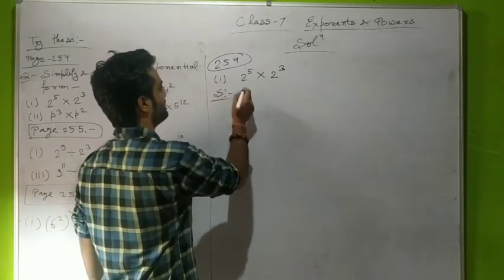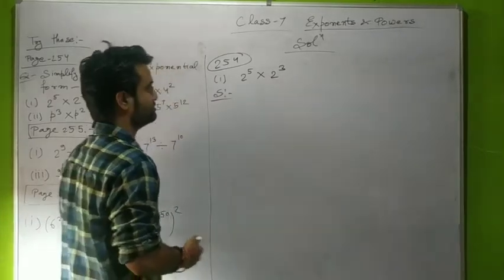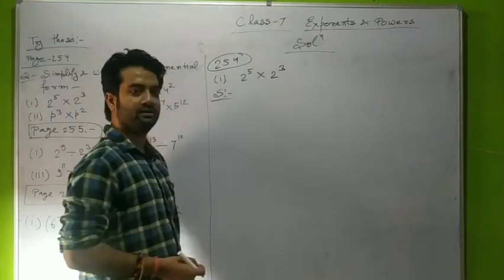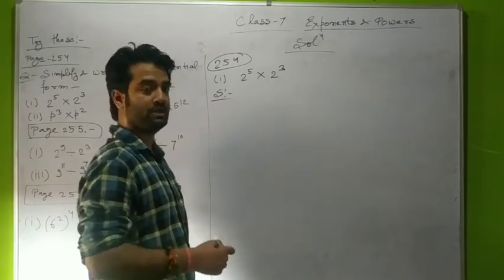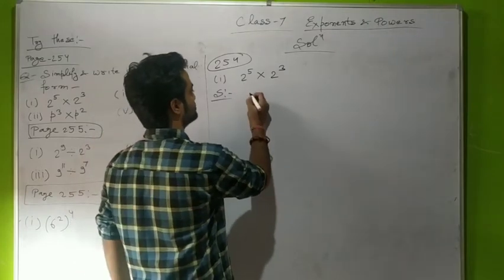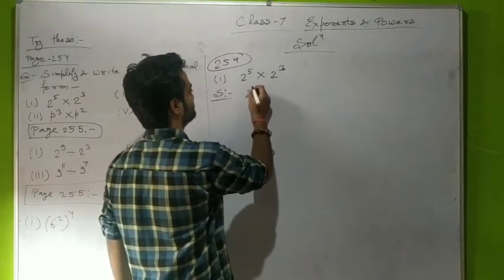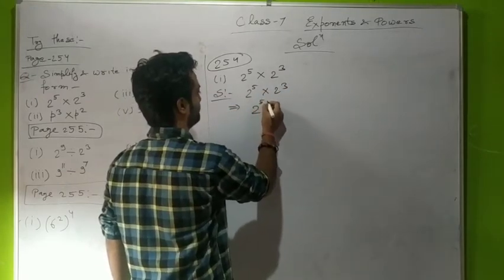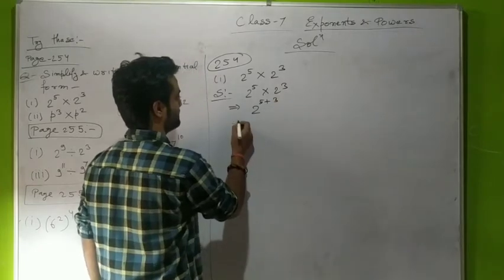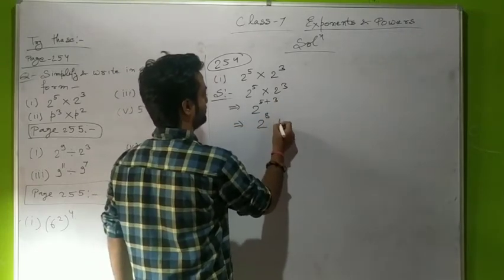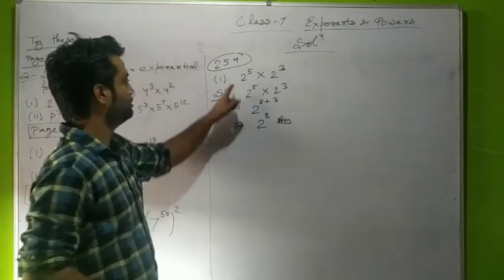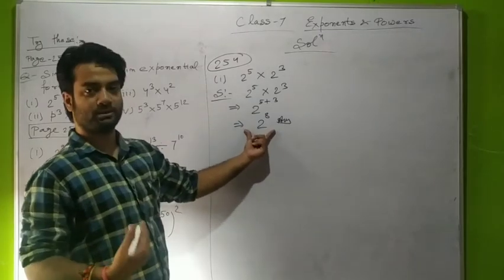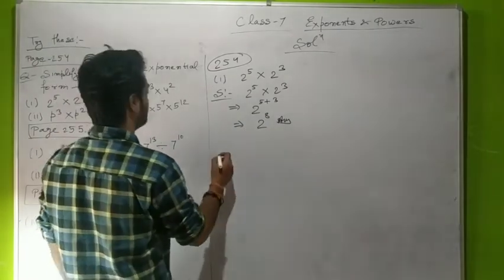As you know, we have discussed in our exercise also, when bases are same, then the powers are added, and when powers are same, then bases are multiplied. So here the bases are same, so it can be written as 2 raised to the power 5 plus 3, which makes it 2 raised to the power 8. So 2 raised to the power 5 into 2 raised to the power 3 gives the answer 2 raised to the power 8. Let's have a look at the second question.